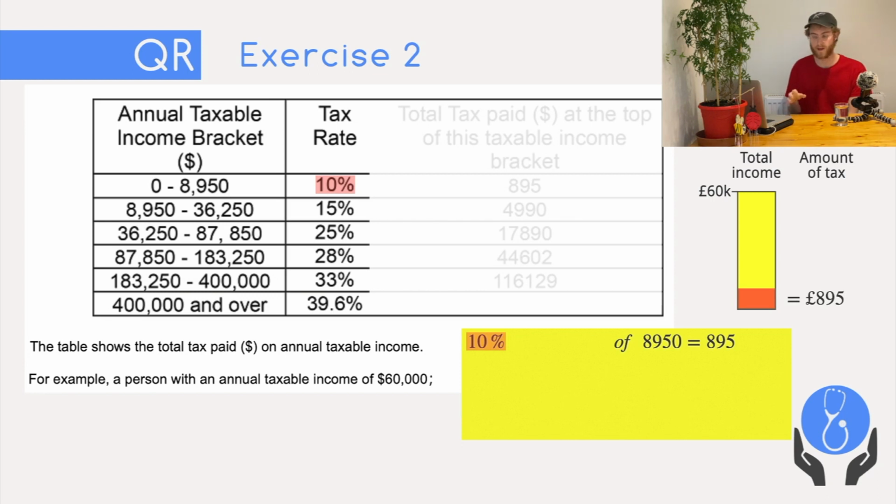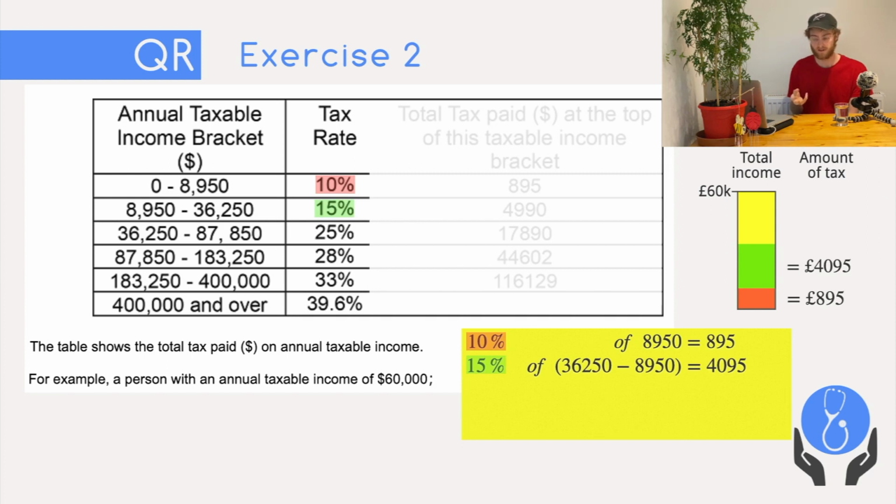We'll go into the next bracket. This is 15% this time, so you can take 15% of their income. But remember, they've already been taxed on the first 8,950 of their income, which you can see by that red bar there. So we need to take that away from 36,250, and what is left is the actual amount that gets taxed at 15%, and you can see that shown in this calculation here. So that's the second bit of their tax.